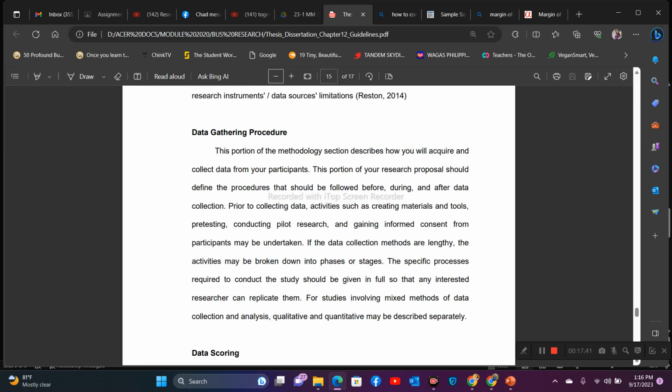Next is your data gathering procedure. Okay, take a screenshot of this because this is already explained here. Okay, in the data gathering procedure, you just need to describe how will you gather your data. If there are different stages, step 1, step 2, step 3, you describe it here, how you gather your data. Okay? But it should be in a paragraph form.